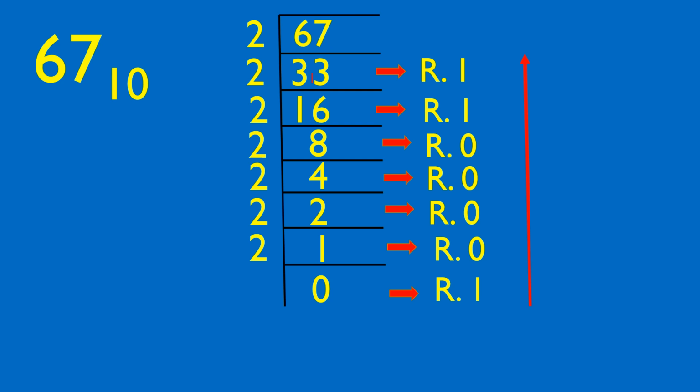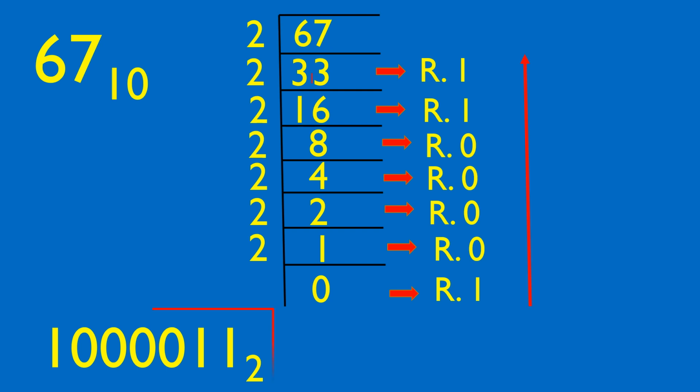Our answers are staring us in the face. What we do is to take the numbering from the base to the top, and that gives us the conversion from base 10 to base 2. So what we simply have is 67 in base 10 is 1000011 in base 2. And that is the answer to our conversion of 67 in base 10 to base 2.